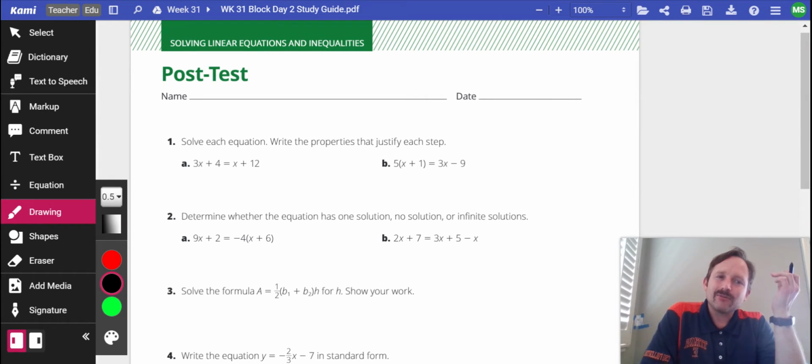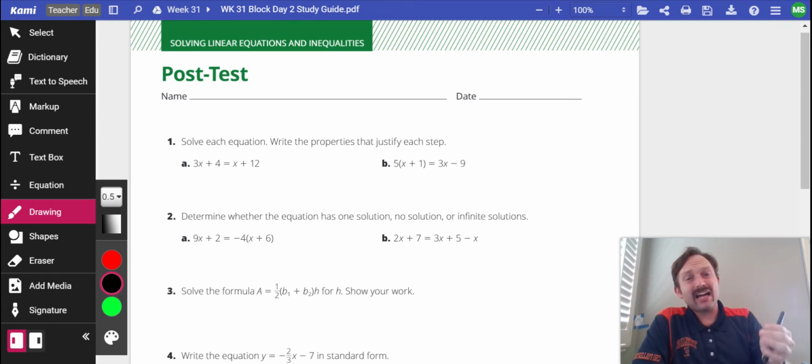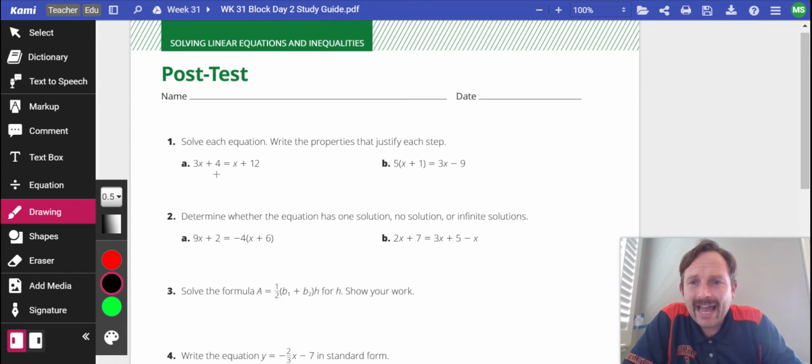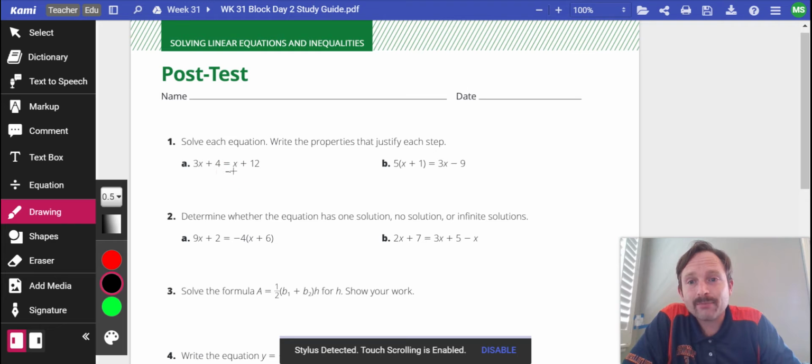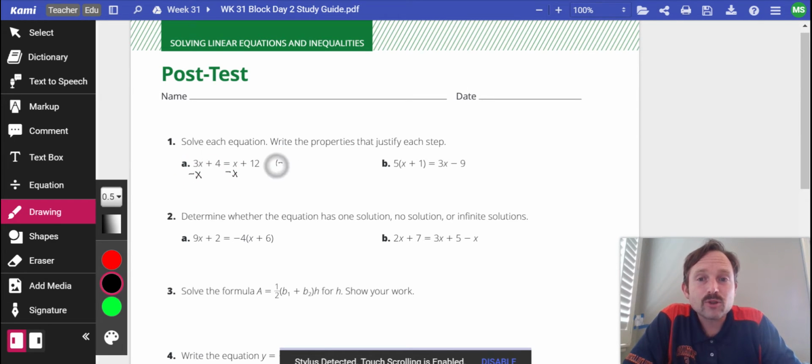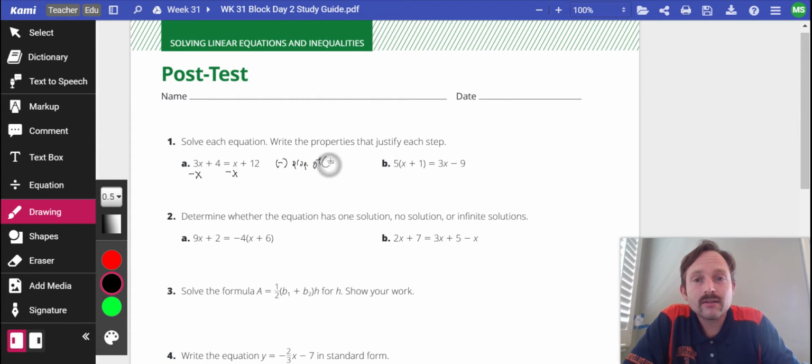All right, everybody. We're doing block day 2 study guide. Now, once again, there's not a lot of room for us to solve these, so we're going to try our best, okay? So let's do A first, 1A. So I'm going to subtract by x. I'm going to move the x's so they're all on one side. So this is going to be the subtraction property of equality.